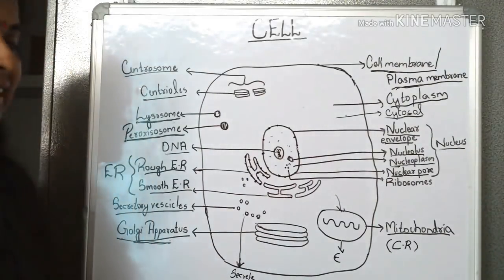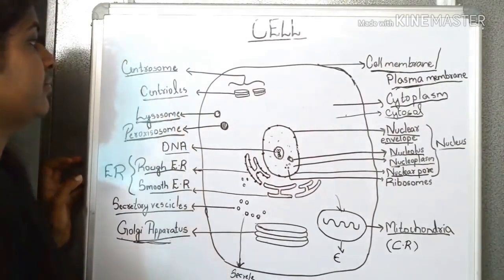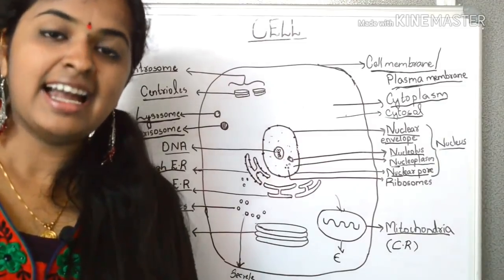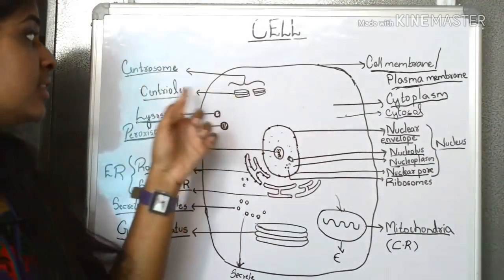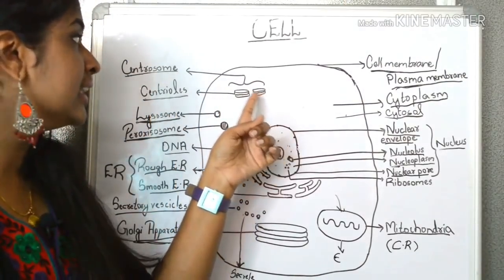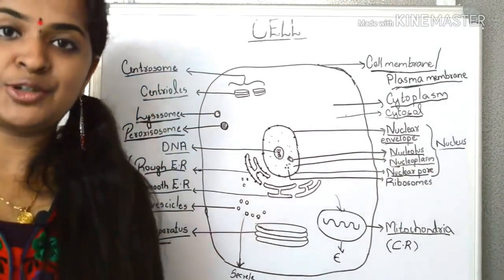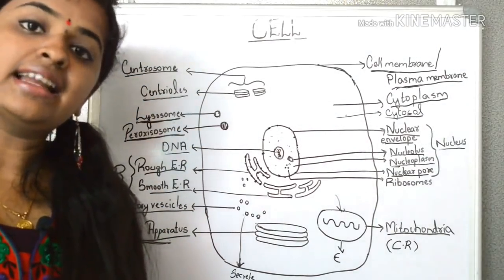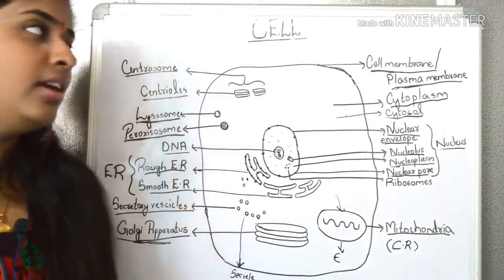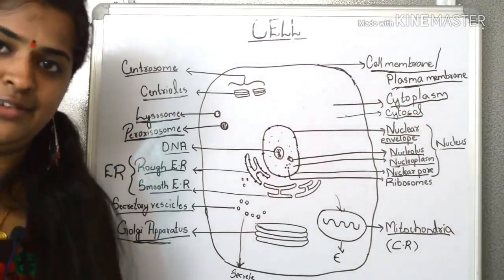And next are centrioles and centrosomes. Centrioles are packed microtubules, and two centrioles together are called a centrosome. The function of centrioles and centrosome will be seen only at the time of mitosis, which is called cell division. So the centrioles and centrosome come into action at the time of cell division.